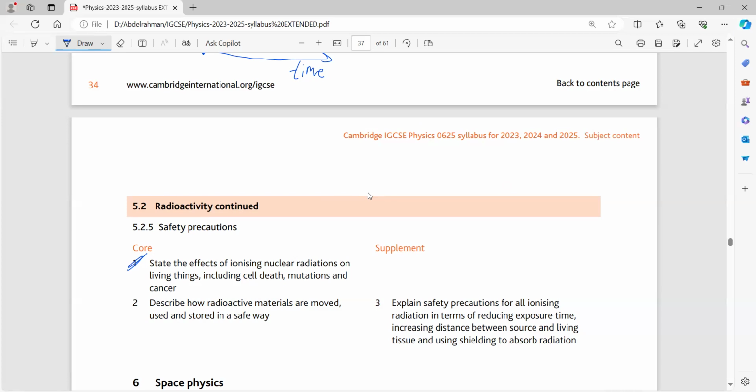Describe how radioactive materials are moved, used, and stored in a safe way. How do we store them? We have to use lead containers. Why? Because if they give off gamma radiations, then we would be safe from these gamma radiations.